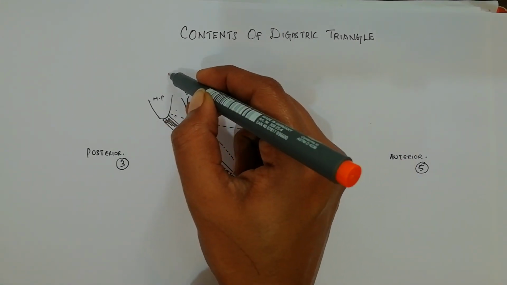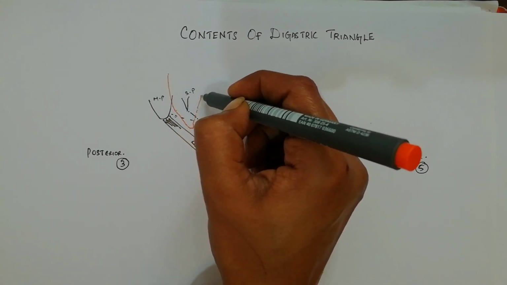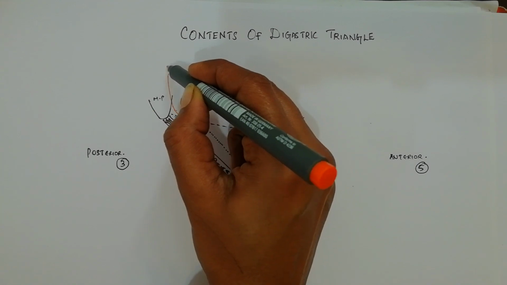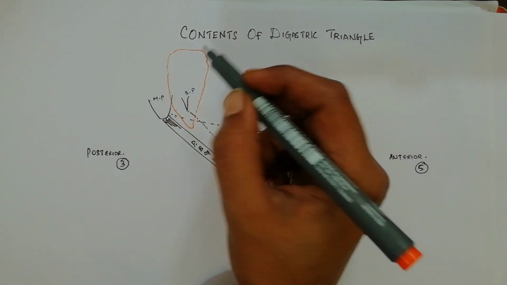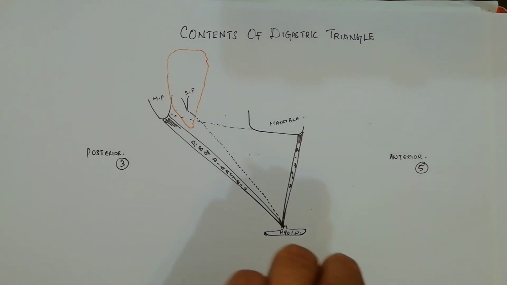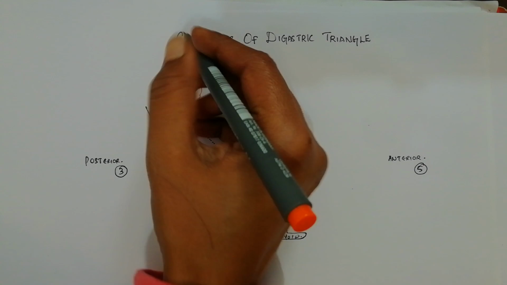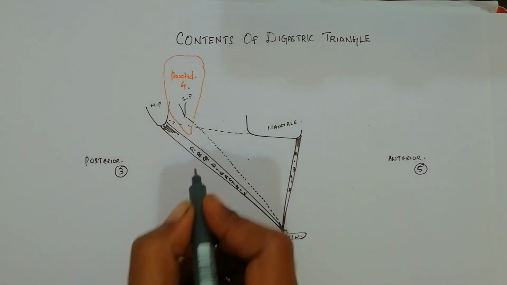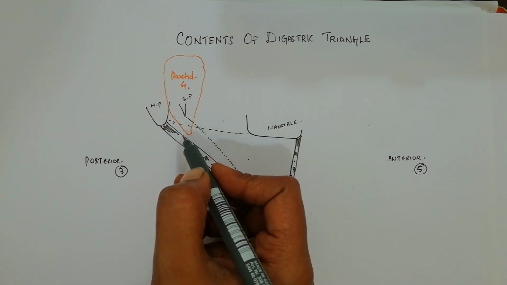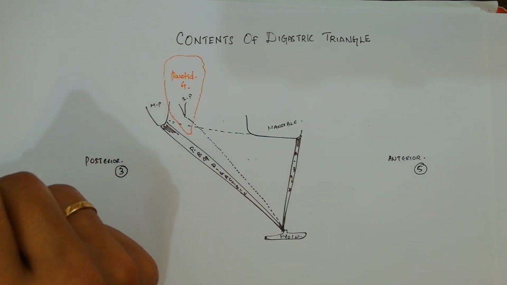One is part of the parotid gland. We have got part of the parotid gland present over here. We have 3 salivary glands: one is parotid, another one is submandibular, another one is sublingual gland. Among that, this is the parotid gland. A part of the apex of the parotid gland will be seen in the posterior aspect of the digastric triangle.